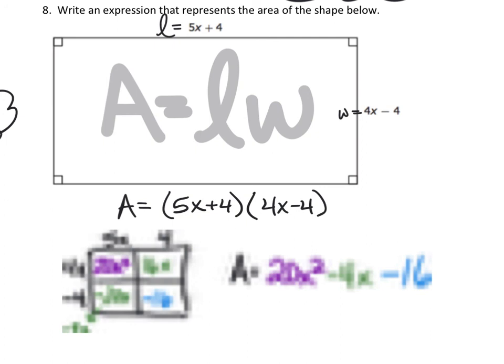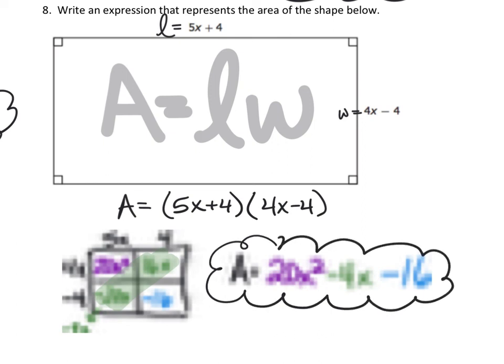I then noticed again that on my diagonal here, I see that I have like terms, and I can always combine like terms to simplify this down into one piece. So my final answer is 20x squared minus 4x minus 16. That is the trinomial answer that represents the area of this rectangle that they've given me.